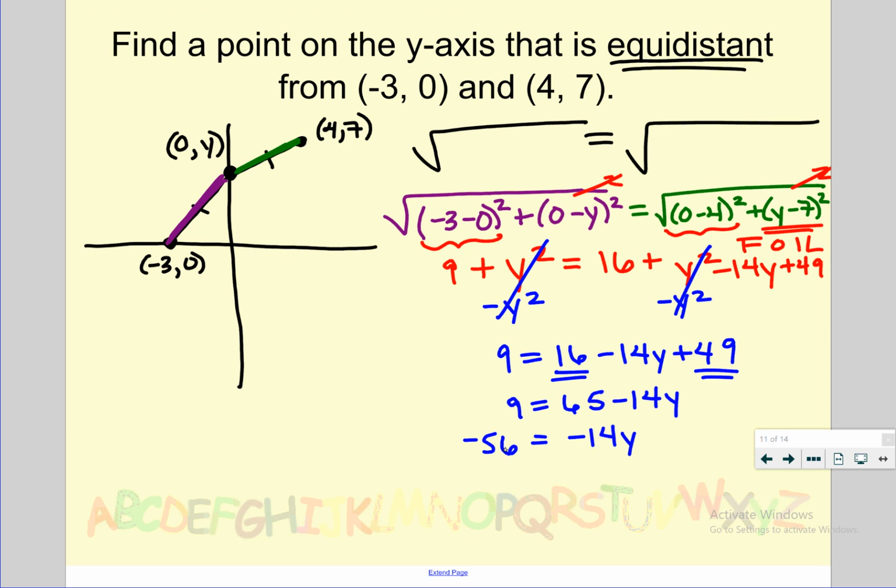And then last but not least, divide both sides by -14. The one and only answer to this problem is y equals 4. Could you plug 4 back in here and make sure the distances are equal? Yes, as long as you set up your equation correctly, you can plug it back in and make sure it's solved correctly. If this is a problem in Math Excel and you type in y equals 4, it's going to mark it wrong. Why?